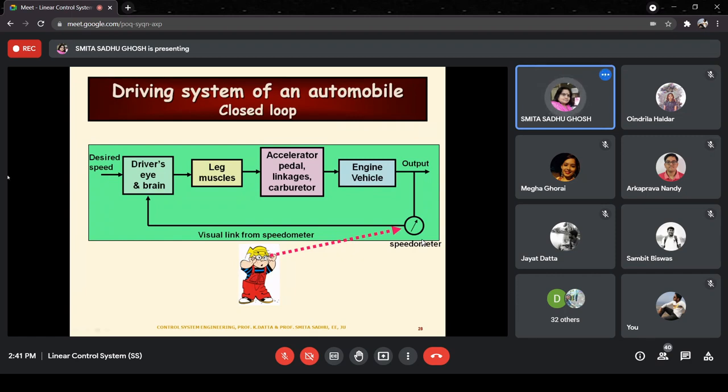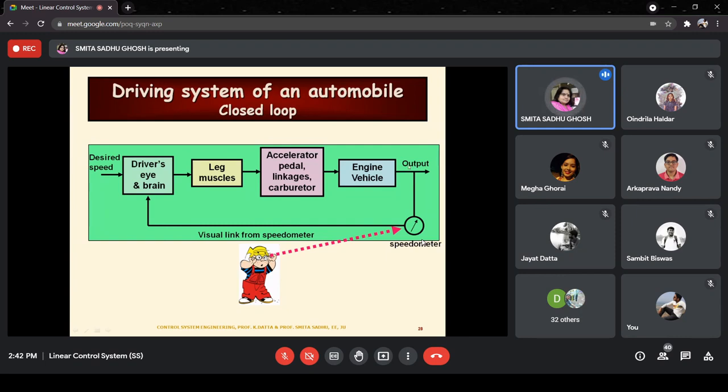So now, if there is a desired speed that must be maintained, it is desirable that the output is going to have that value. Say, for example, if the desired speed is 30 kilometers per hour, the output has to be 30 kilometers per hour.